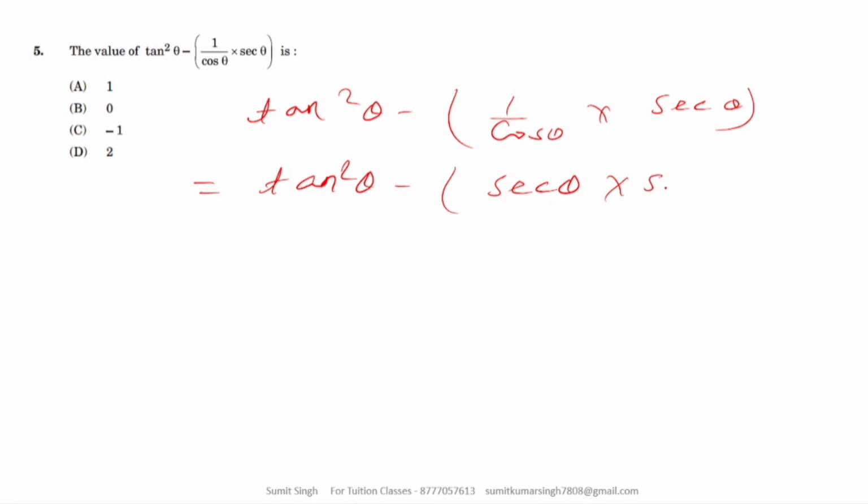Now, one more thing, sec theta times sec theta will give us sec square theta. So finally we will have the relation tan square theta minus sec square theta. So tan square theta minus sec square theta will be minus 1. So in this way our correct answer will be option number C.